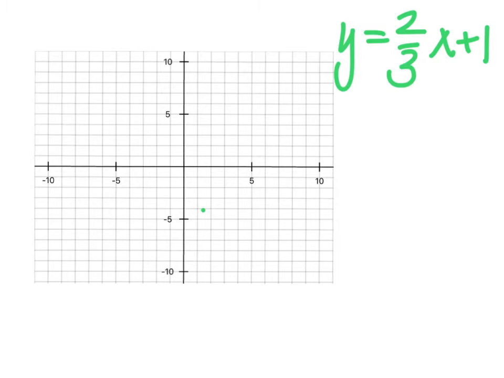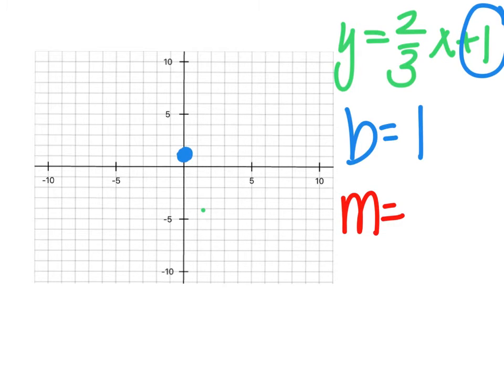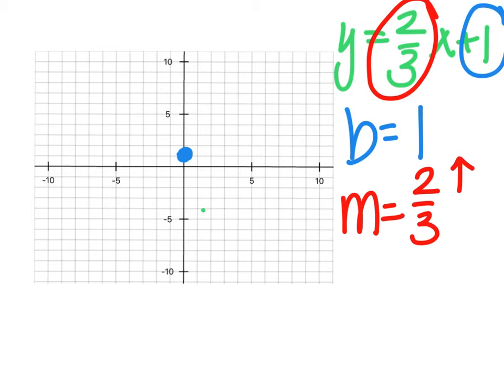I have y equals 2/3 x plus 1. So the first thing I'm going to do is identify my y-intercept, which is 1. That's the number that's by itself. It's our beginning. So we're going to begin at positive 1. Then I'm going to identify my slope. Well, my slope is my rise and my run. It's what's attached to x. So it is 2/3. 2 is positive, so I'm going up. 3 is positive, so I'm going right.